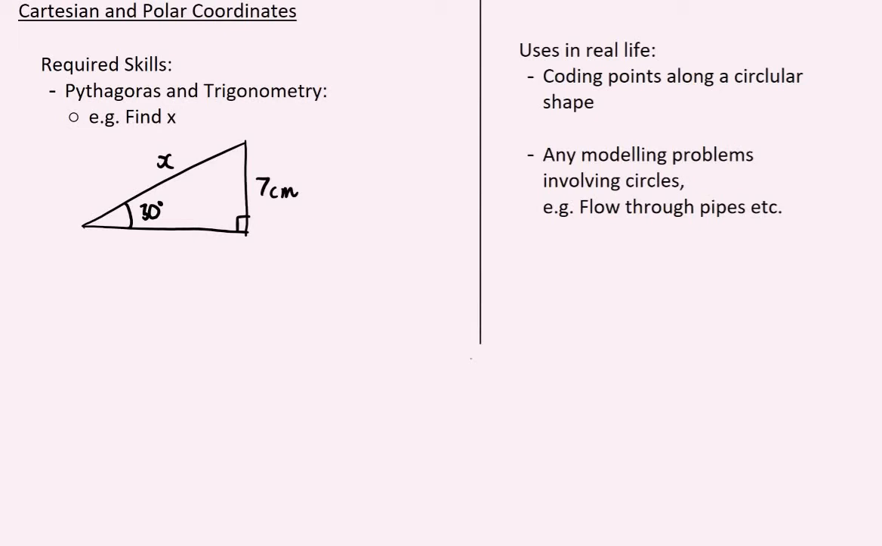Required skills: in order to do this, you need to know the basics of Pythagorean trig. Only right-angled triangles, nothing more complicated than that. For example, here find x, which is a basic trig problem. I won't do it, but if you do it, x should be 14 centimeters exactly. Okay, let's get started.